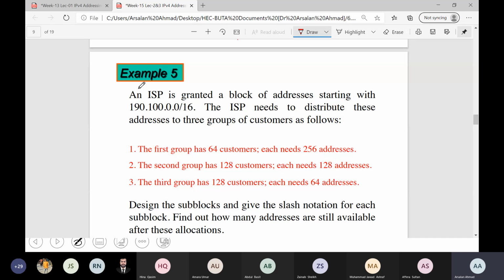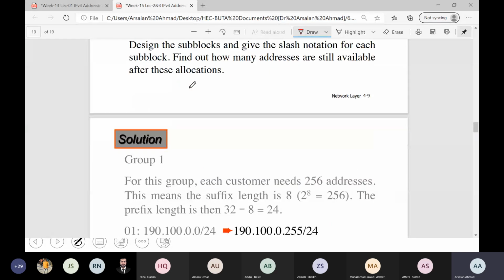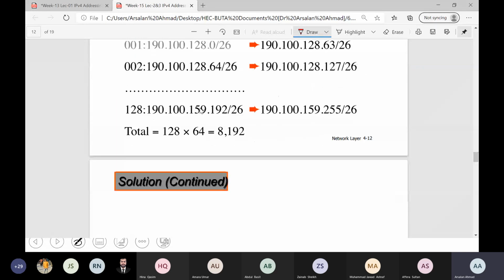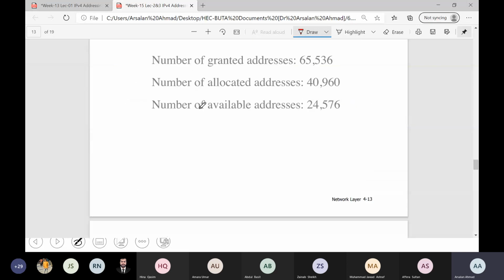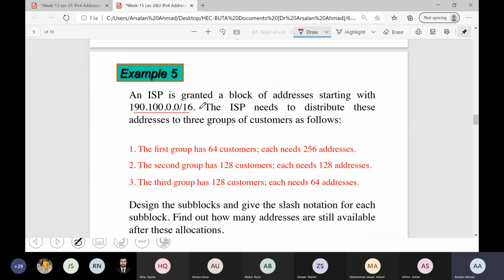I encourage you guys to have a look at example 5. This is one proper example: an ISP is granted a block of addresses starting with this. I encourage you to do it by yourself. Trust me, don't look at the solution. These 4 slides are the solution. Don't look at the solution. It is not difficult, it is very easy. I will go through this example on Tuesday, but I really encourage you to try to do it by yourself.